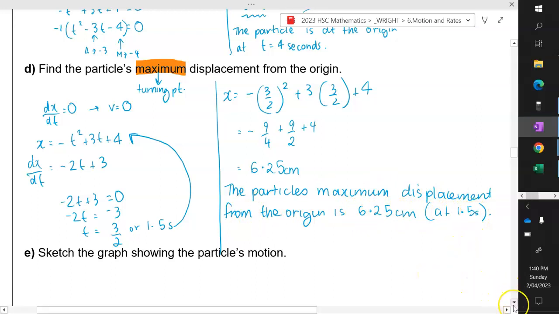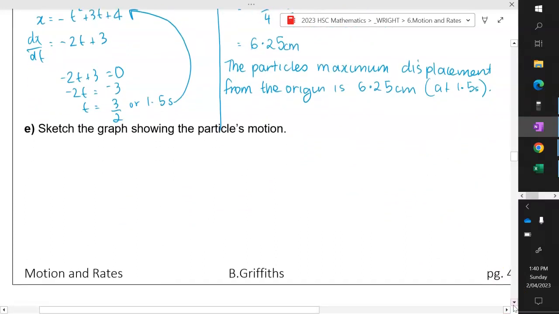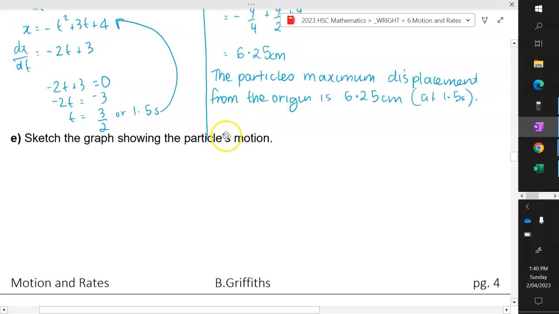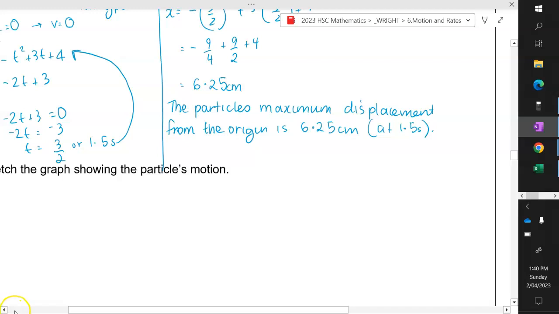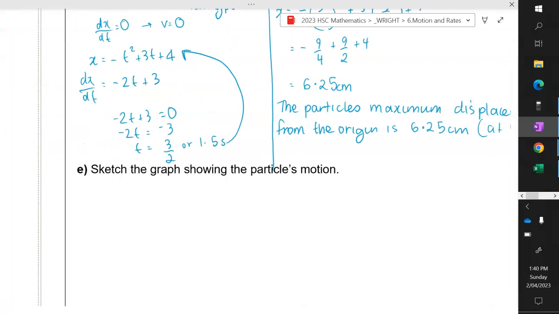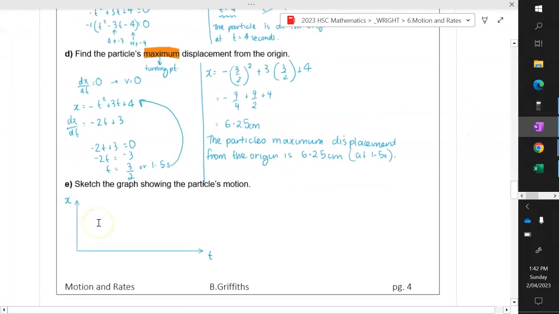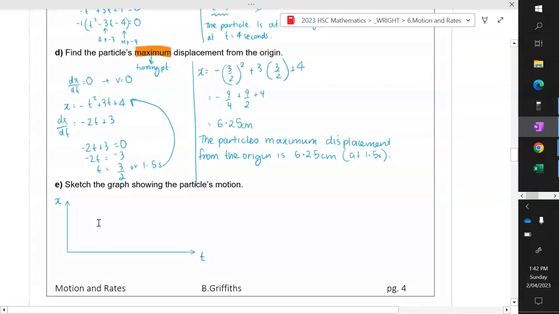Okay, part E. We want to sketch the graph showing the particle's motion. What we need to do on these diagrams for this section of our topic for motion is show our motion as x versus time. So we need a vertical axis being x and a horizontal axis being time. So let's draw one of those in now. You can see I've just put an x and t diagram there.